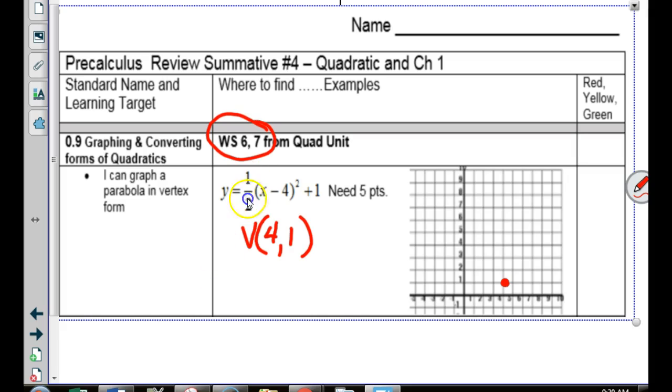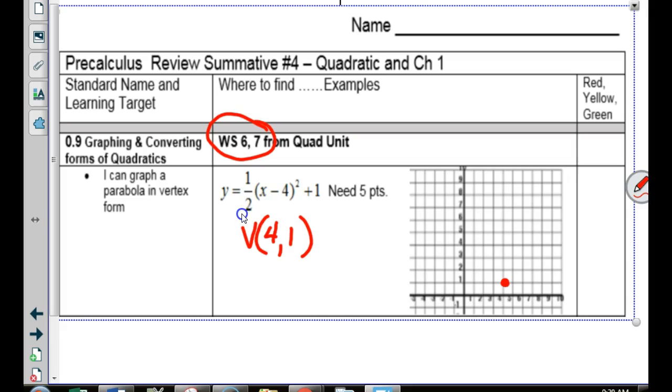Then because of the 1/2, should it open up or down? Up and be narrow or wide? Do you remember? It's the opposite of what it seems. So the 1/2 makes it go up more slowly, which makes it wider. All right. You can find ordered pairs using the table.